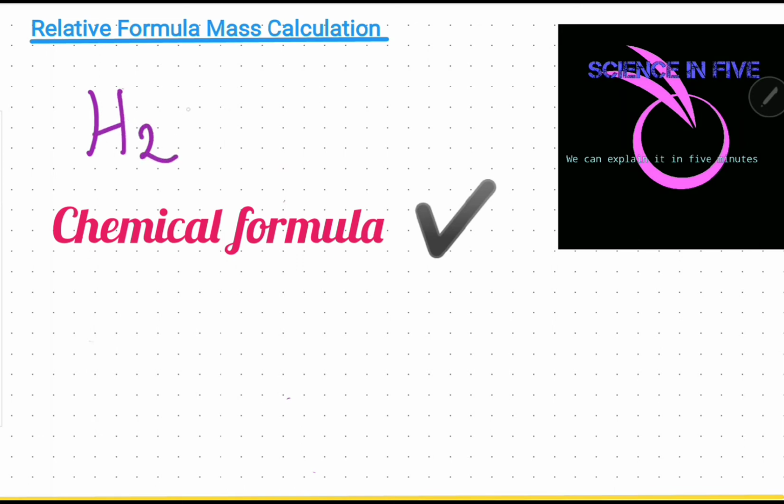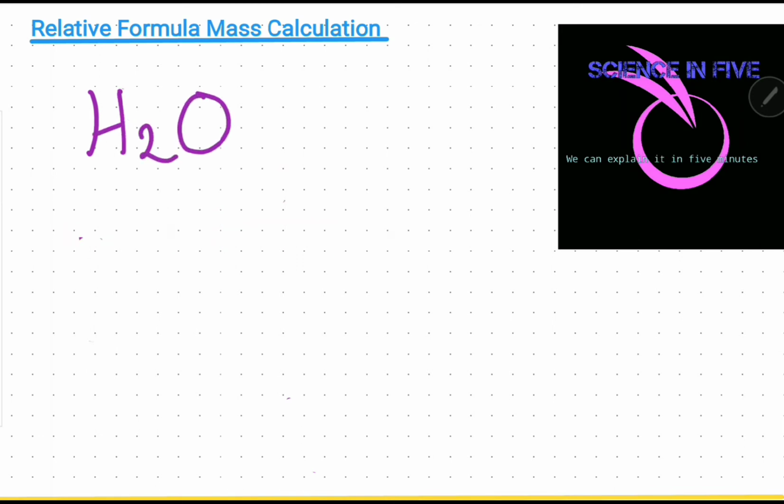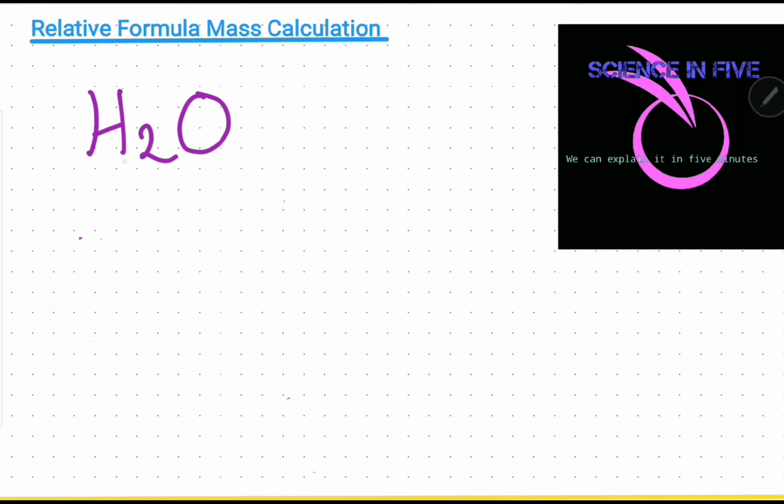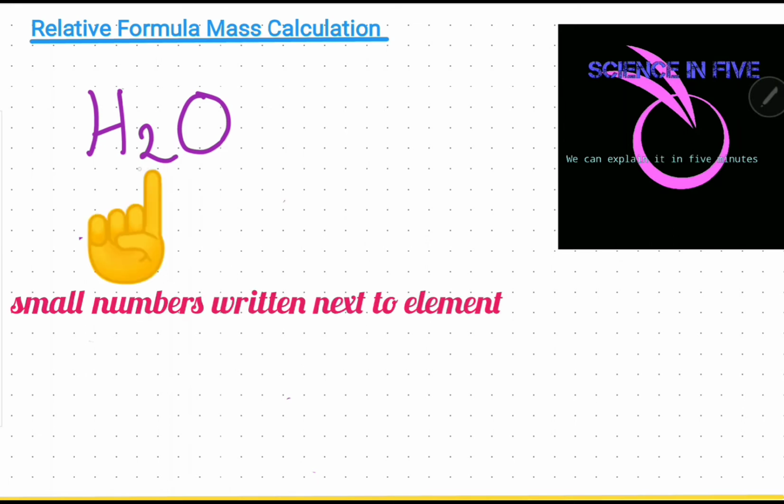Remember, a chemical formula shows us the number and type of atoms in a substance. In this case, we can see that H2O, this compound, is made up of hydrogen and oxygen. The chemical symbols tell us that. But there is also important information regarding the composition ratio of the atoms. The subscripts in the formula will tell us how many of each atom are present.